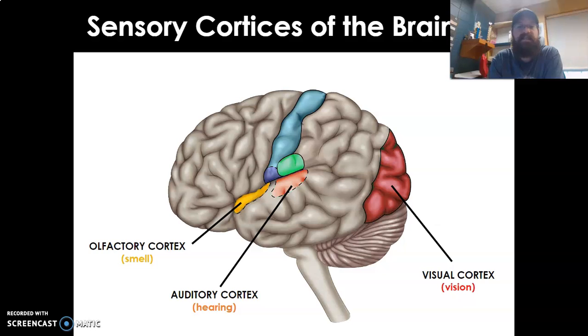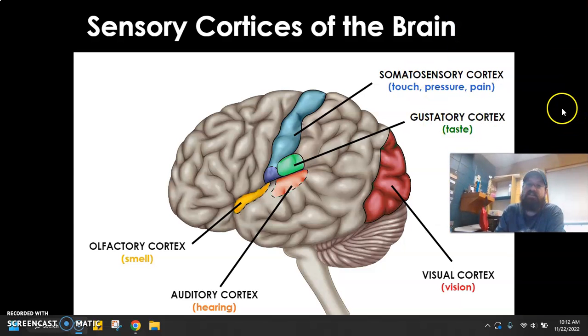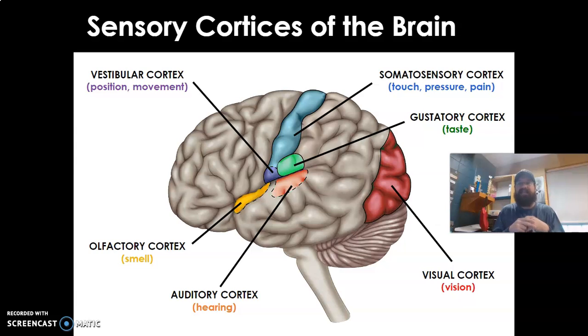The olfactory cortex deals with smell. We looked at olfactory a little bit with the olfactory nerve that links to this cortex. The gustatory cortex deals with taste. This is where we register, does this taste sweet, or does this taste bitter, right? It makes sense of what chemicals we're taking in on our tongue. Somatosensory, let me move my fat head here. Somatosensory cortex, this is dealing with touch, pressure, and pain. Soma means body, so somatosensory.